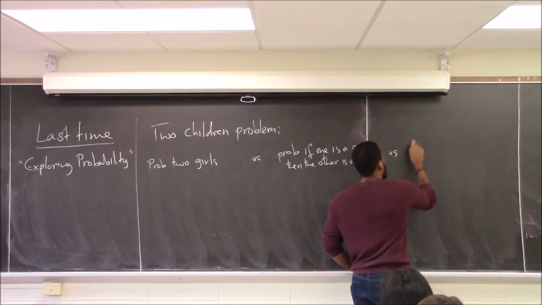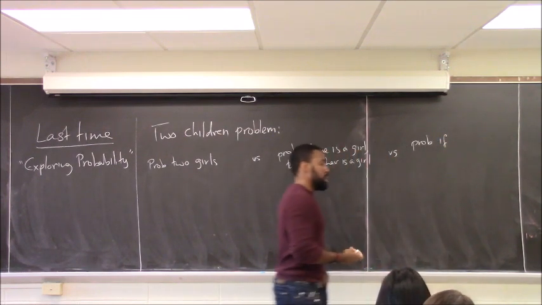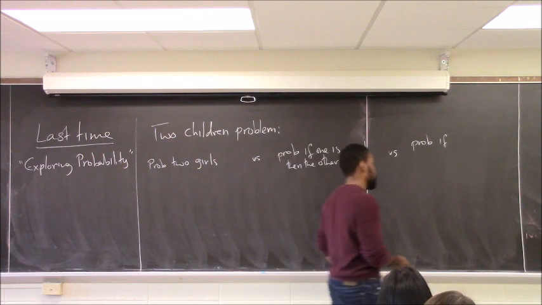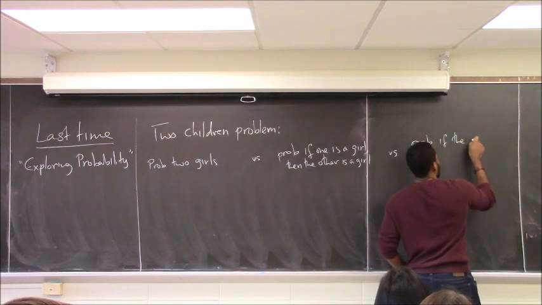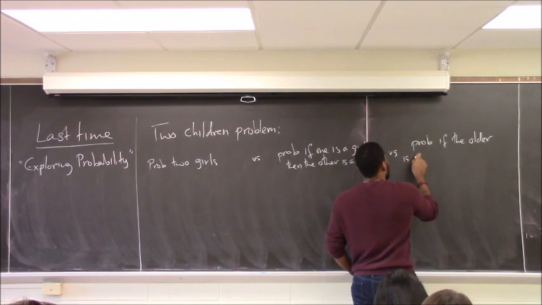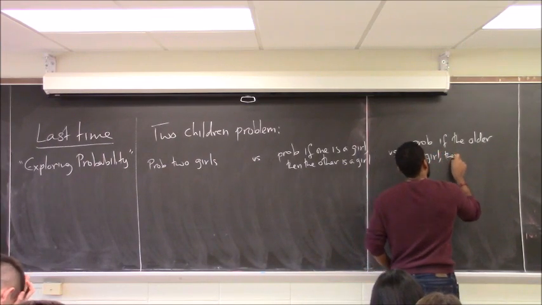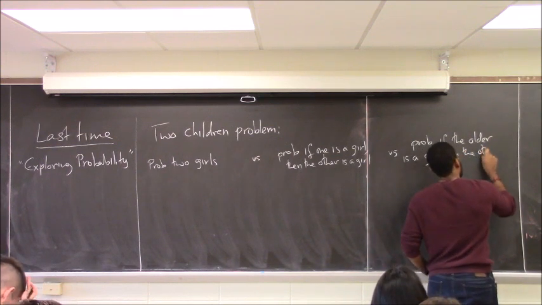Versus the probability if, now the name of the girl didn't actually matter, that was just to throw you off. The age does though. If the older is a girl, then the other is a girl.